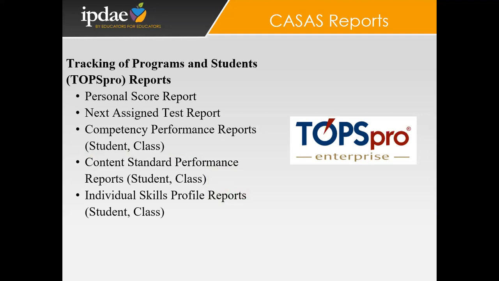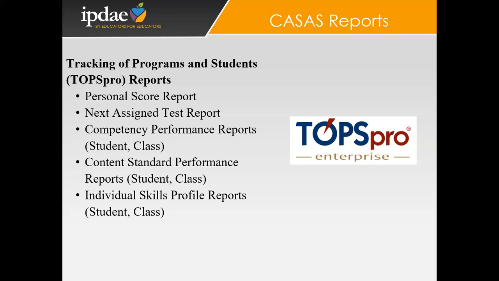The personal score report gives a summary of the student's results on a test taken with eTests. The next assigned test report tells you exactly what test the student is going to take when they take the next test in the future. Data from this particular report is useful in planning group activities and assigning work based on the student's NRS levels.